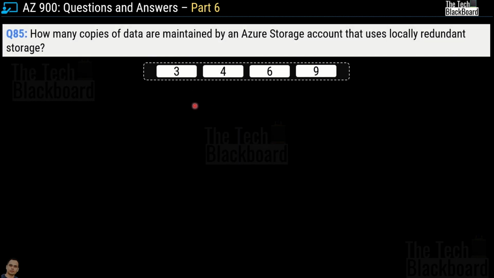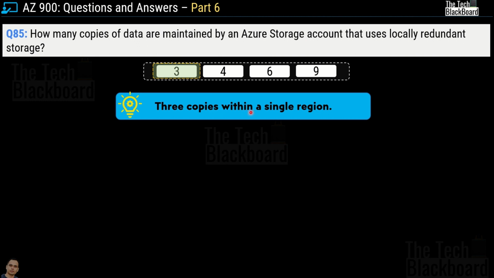Question number 85 says, how many copies of data are maintained by an Azure storage account that uses locally redundant storage? Your options are 3 times, 4 times, 6 times, or 9 times. And the correct answer for this question is 3 times. So friends, when it comes to locally redundant storage or LRS, there are always 3 copies of data that are maintained by the Azure storage account. And very importantly, please remember that all these 3 copies of data are maintained in a single region.